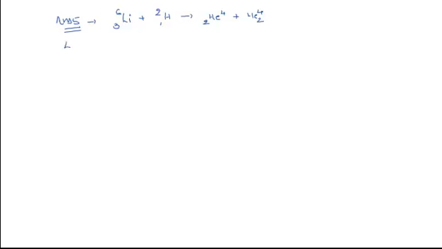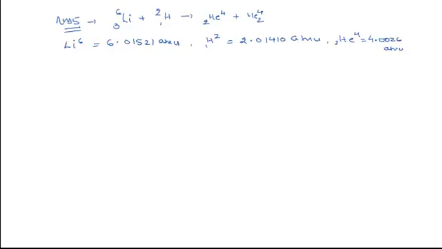Right? Given as isotopic mass of Li6 is equal to 6.01521 atomic mass units, isotopic mass of deuterium is equal to 2.01410 AMU, and isotopic mass of helium is how much? 4.0026 AMU.